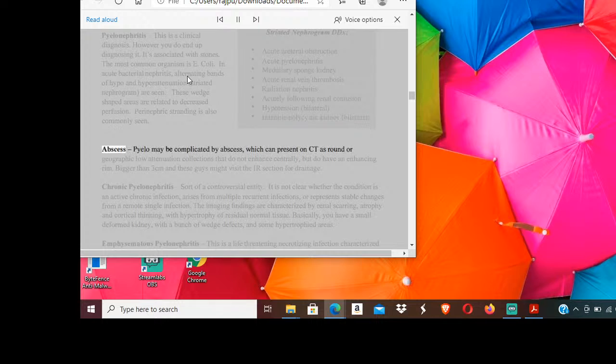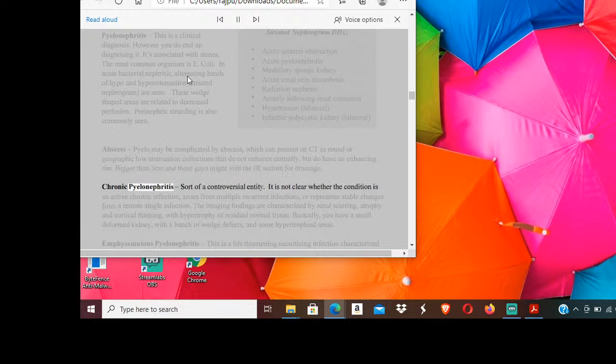Abscess. Pyelo may be complicated by abscess, which can present on CT as round or geographic low attenuation collections that do not enhance centrally, but do have an enhancing rim. If bigger than 3 centimeters, these guys might visit the IR section for drainage.